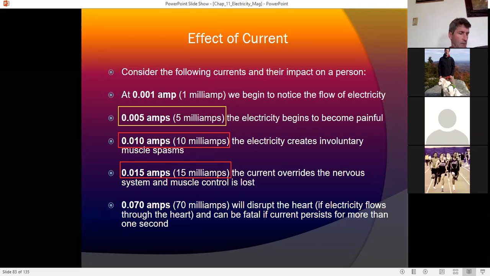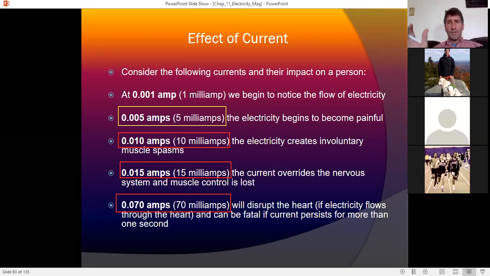All right. In the worst case scenario, as we get up to around 70 to 100 milliamps, that's not even a full amp of current. That will be enough to not only disrupt your muscles, which are voluntary, it'll be able to disrupt your involuntary muscles, like your heart.